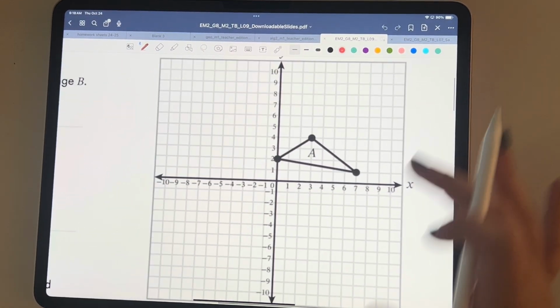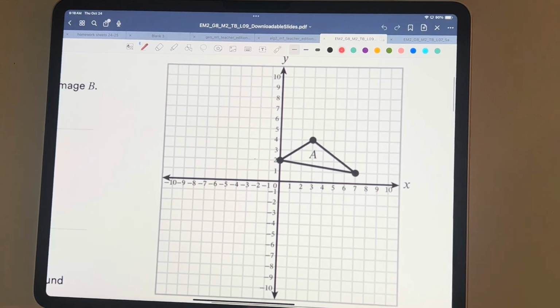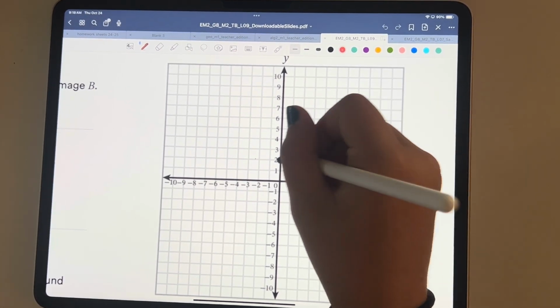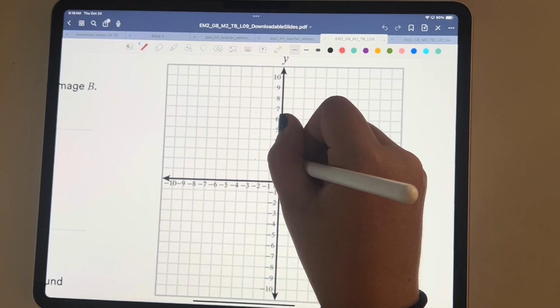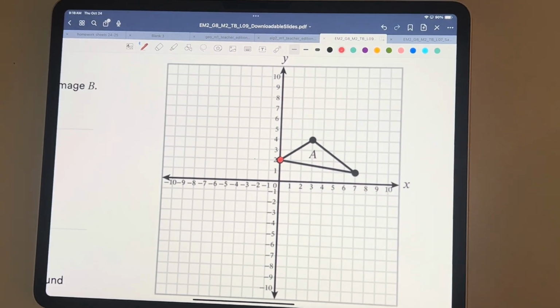Okay, if we are reflecting this triangle across the y-axis, which axis is the y-axis? Yeah, our vertical one. If we're reflecting across the y-axis, we are flipping this horizontally, right? So what happens to this point here? It stays right there because it's on the y-axis.